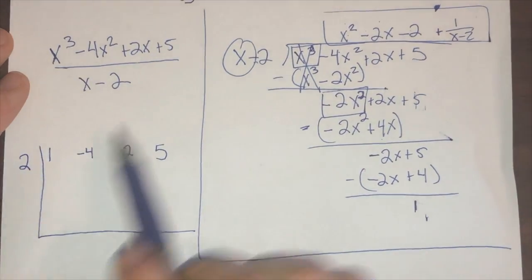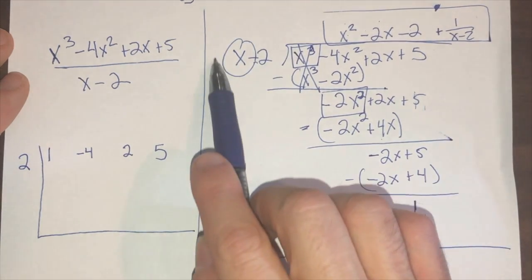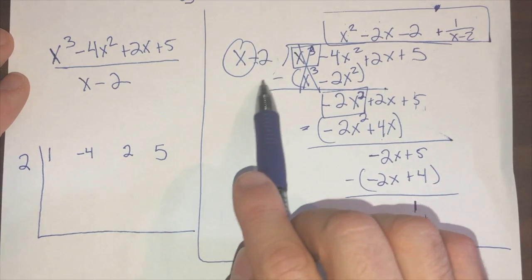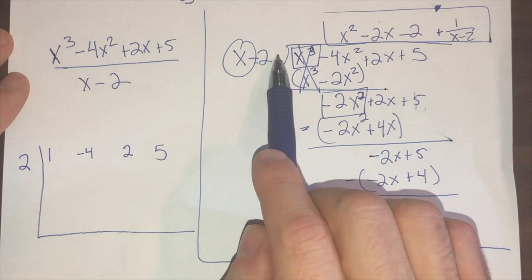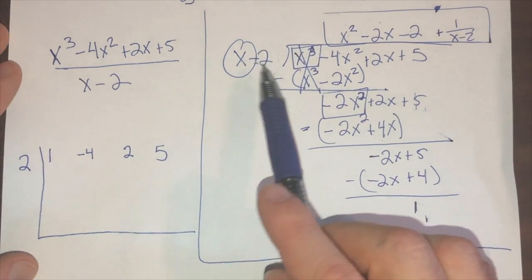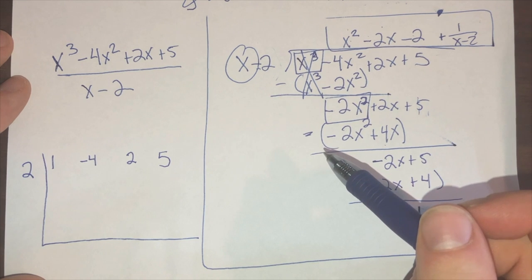Now, the number I'm going to put up here is the number 2. And you might ask, well, wait a minute, you had a -2. This is a +2. The number I'm going to put here is essentially whatever makes the divisor 0. So plugging in 2 makes this 0. So you can think of it as like the root of the divisor. Okay?